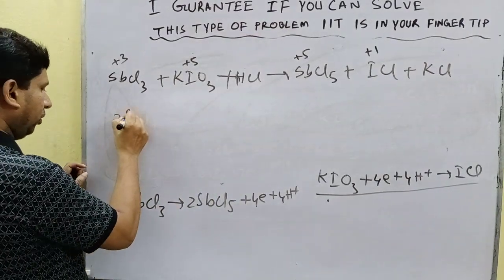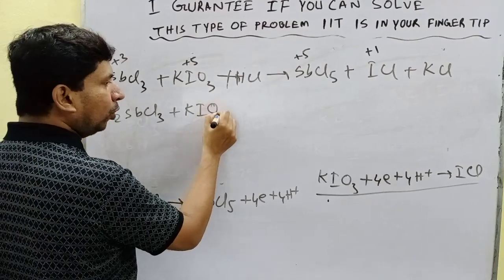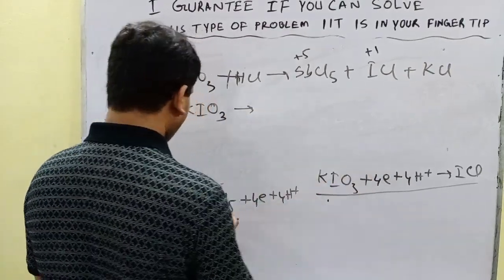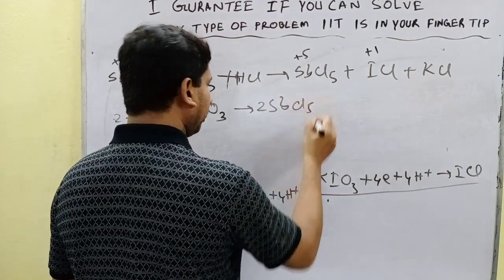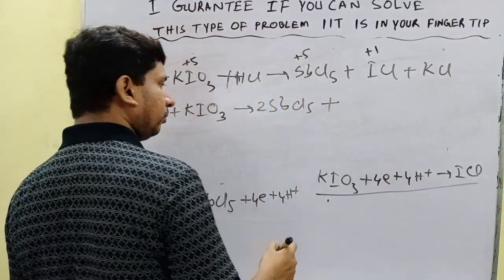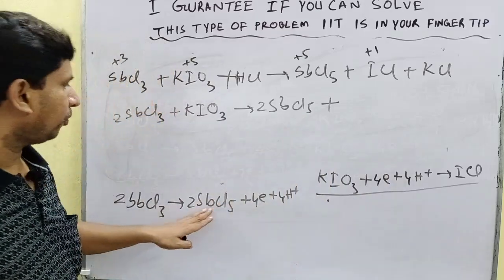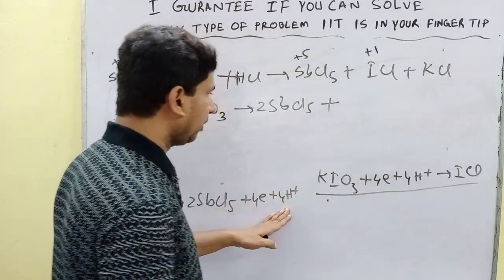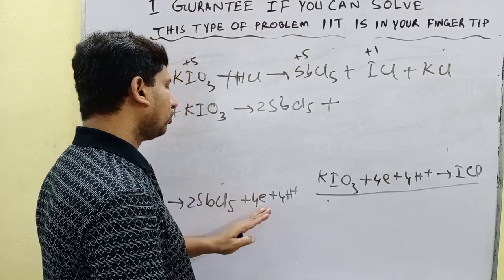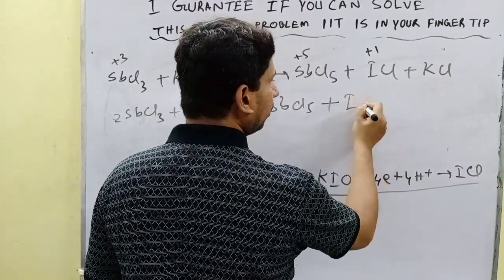Then we will get 2 HBrCl3 plus KIO3, and on the right we will get 2 HBrCl5, then plus 4 H plus and 4 H plus, that is 8 H plus here. The 4 H plus cancel out, one in the left hand side and one in the right hand side. So 4 H plus and 4 electrons cancel out, then we will get only ICl.